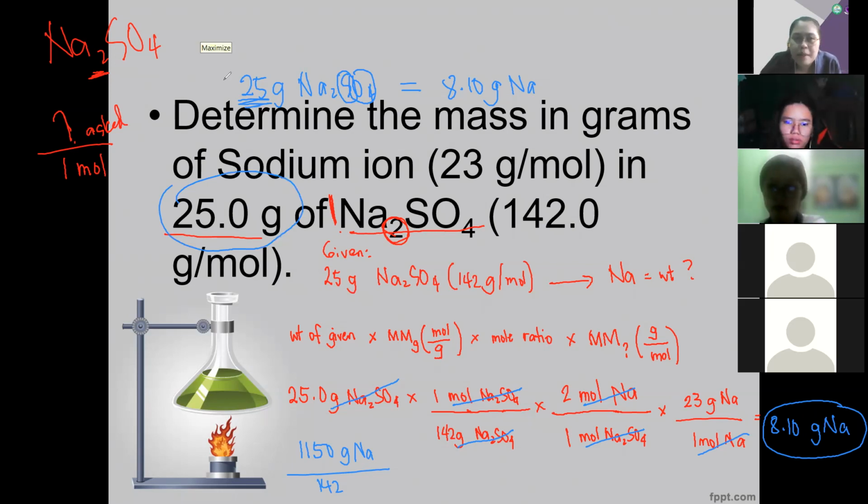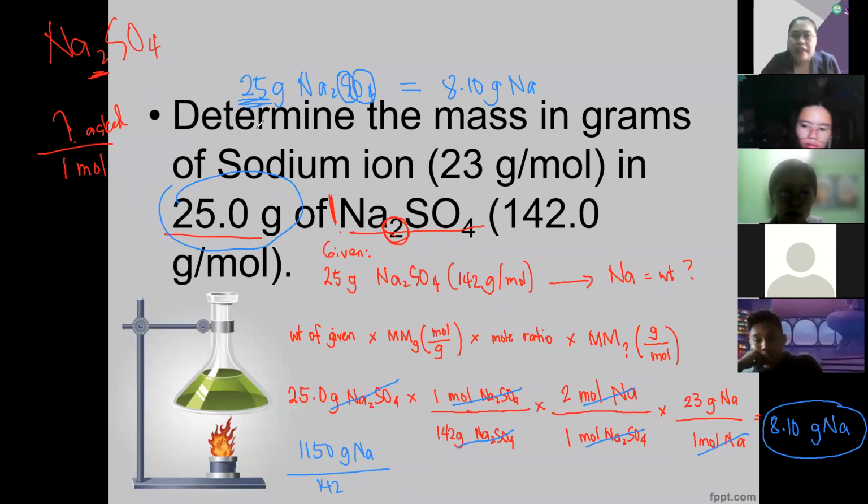Or do you have questions before tayo mag-another example? Kindly take note of the pattern that we are going to use, kasi wala tayo, again, even if you look at sa chemistry books, wala talaga tayo ditong formula. So susunod lang tayo sa pattern para ma-solve natin yan. Gusto natin hanapin yung amount ng isang element na nasa compound.